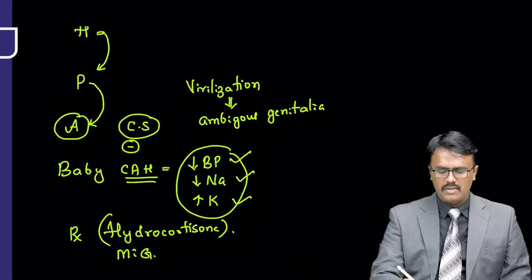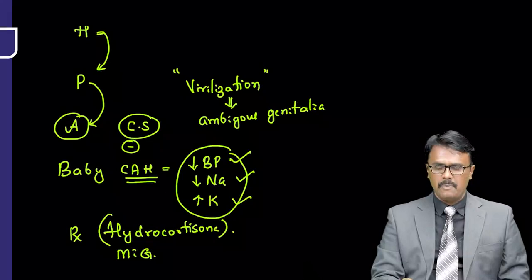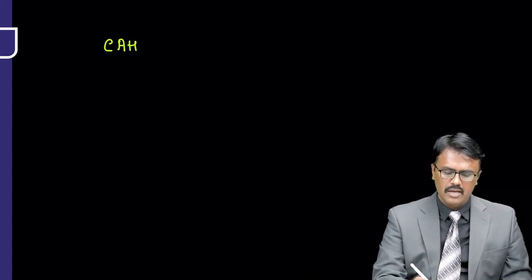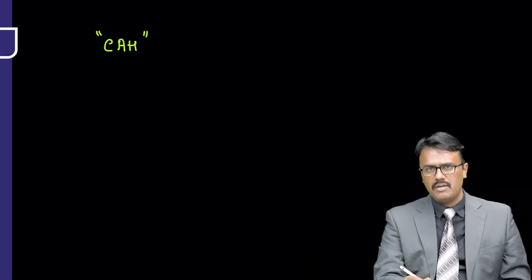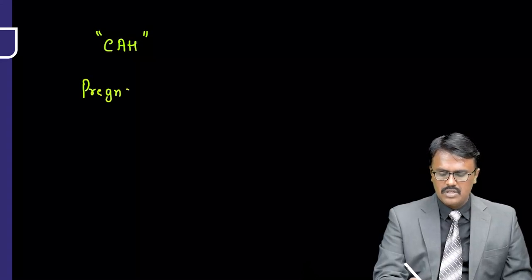So what about virilization? That has to be corrected surgically, and that will be dealt by surgeons. Now another important point: let us consider that this woman has given birth to a baby with congenital adrenal hyperplasia. Now she becomes pregnant again, and there is always a risk she carries for the second baby also. Suppose we suspect the second baby may also be born with this problem, then we have to take precaution. So she is pregnant now.